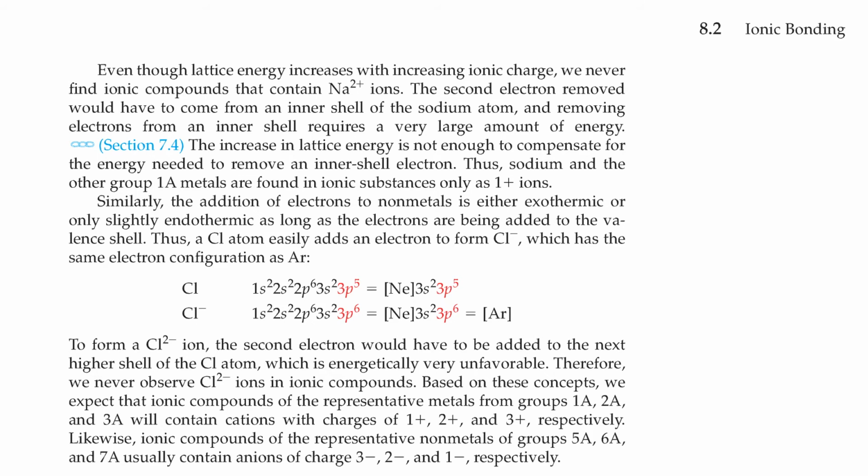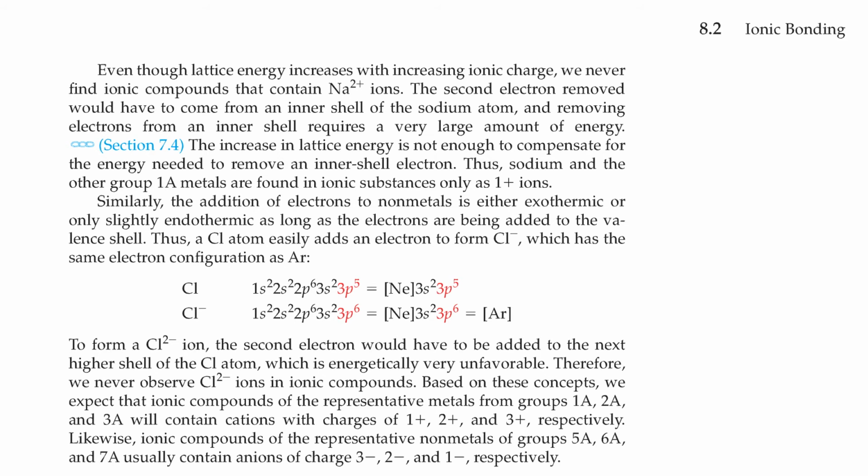The second electron removed would have to come from an inner shell of the sodium atom, and removing electrons from an inner shell requires a very large amount of energy. The increase in lattice energy is not enough to compensate for the energy needed to remove an inner shell electron. Thus, sodium and the other group 1 metals are found in ionic substances only as +1 ions.